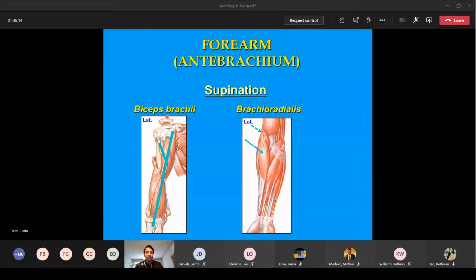So again, biceps brachii, brachioradialis, as well as supinator are all going to help and assist with supination, right? In order to assist with supination and pronation, you have to attach to the radius. There's no way you can only attach to the ulna and affect pronation and supination, because the ulna never moves. If your attachment is only at the ulna, you'll never be able to pronate or supinate with that muscle, right?